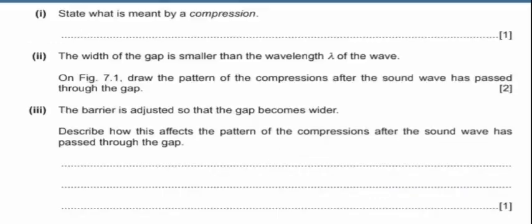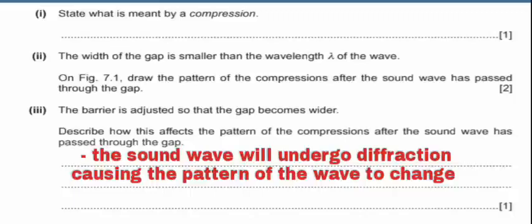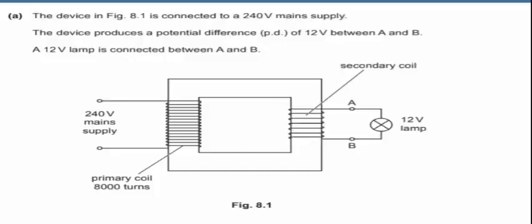As for Roman number 3, it is saying the barrier is adjusted so that the gap becomes wider. Then the question reads, describe how this affects the pattern of the compressions after the sound wave has passed through the gap. So here we are going to say the sound wave will undergo deflection, thereby changing the pattern of the compressions. That's the answer. Let's see the next one.